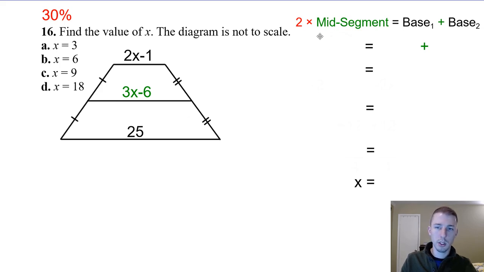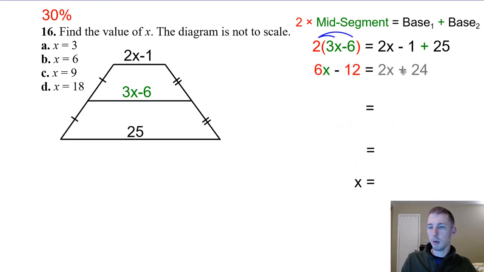All right, so the formula is 2 times the mid segment is equal to the sum of the bases. You'll have it on the test just like I gave it to you on the practice test. So 2 times the mid segment is here. That's going to be our 3x minus 6. So 2 times 3x minus 6 is equal to the sum of the bases, which is 2x plus 1 plus 25. Then to get rid of the parentheses, we have to distribute through. So 2 times 3x is 6x minus 12 is equal to 2x plus 24 if I combine the like terms.